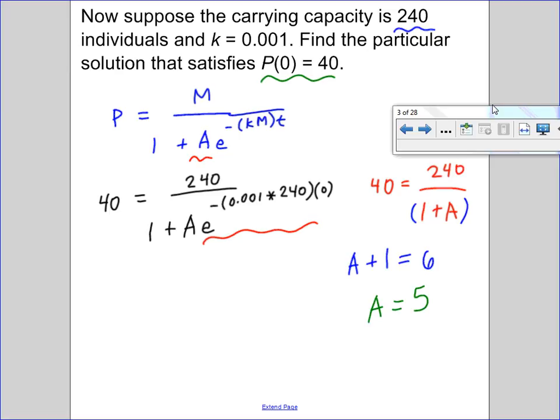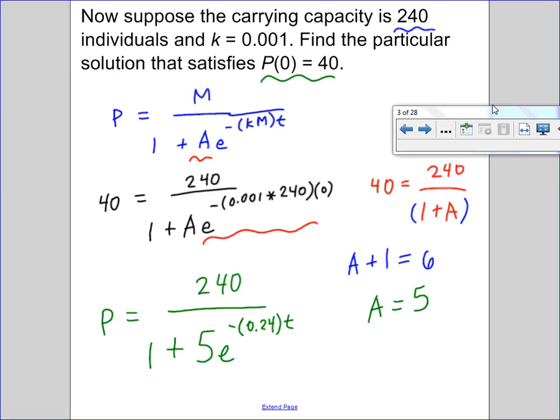We're not done. We still need to write the particular solution. Now we know what it is. It is P equals 240 over 1 plus 5 e to the opposite of, and now we'll go ahead and put those back in. What's 0.001 times 240? Is it just 0.24? 0.24 T? Is that everything? Okay, go ahead and raise your hand if you had that. So who had the particular? Way to go, you guys.